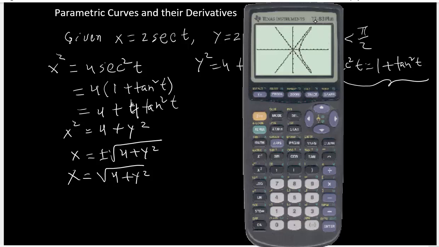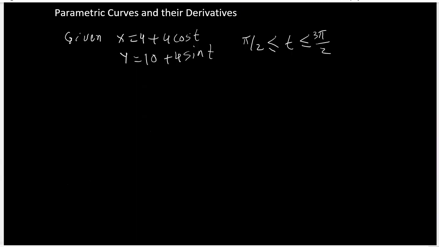So you can see that the graph is actually here. On this graph, my x values are positive. So I'm taking the domain where x is positive. That's why we ignore the negative sign. All right, so this is the graphical representation.